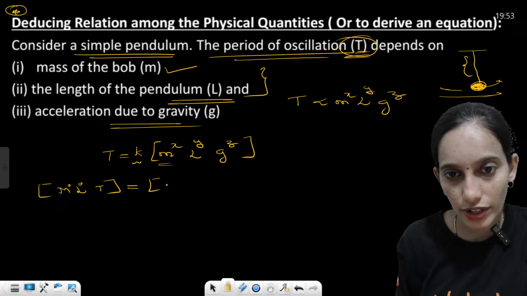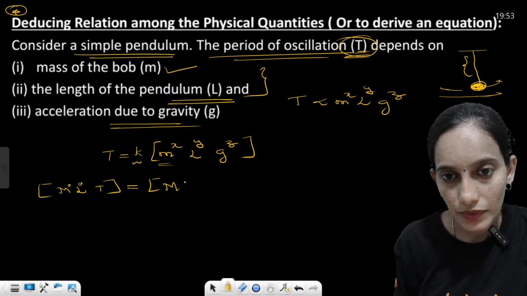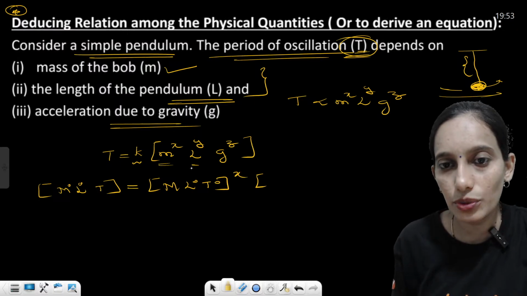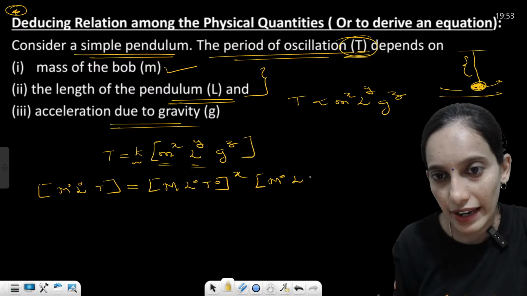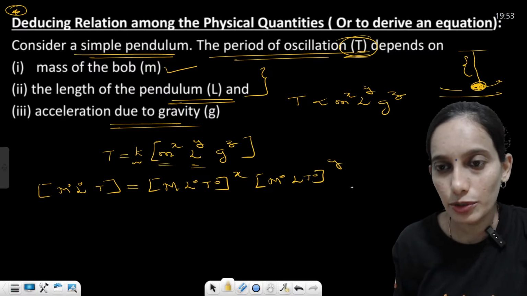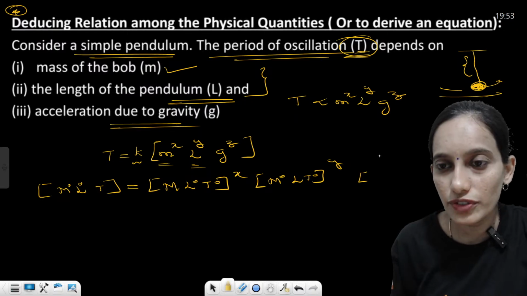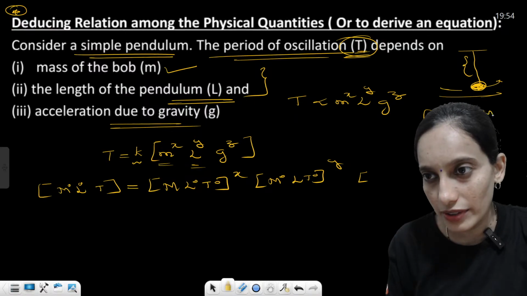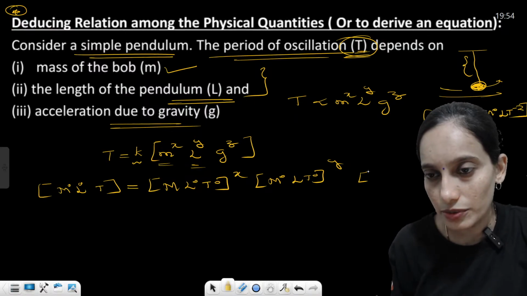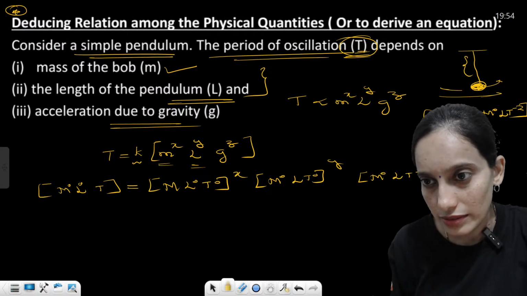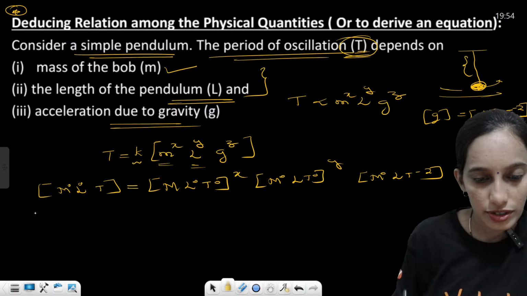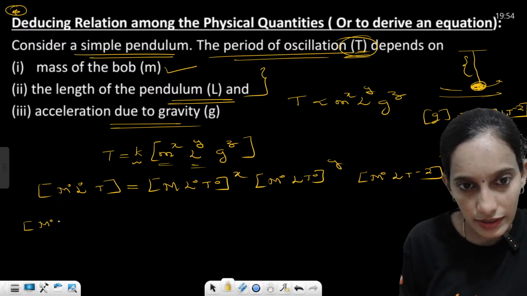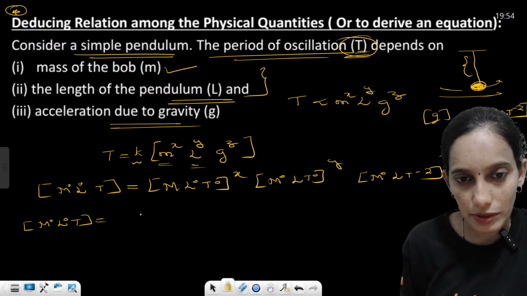Then we have m raised to x, so M^1 L^0 T^0 raised to power x. Then l raised to y, that is M^0 L^1 T^0 raised to power y. And the dimension of g: g is nothing but acceleration due to gravity, so M^0 L^1 T^-2, raised to power z, which you are not supposed to leave out. So what we get? M^0 L^0 T^1 is equal to.